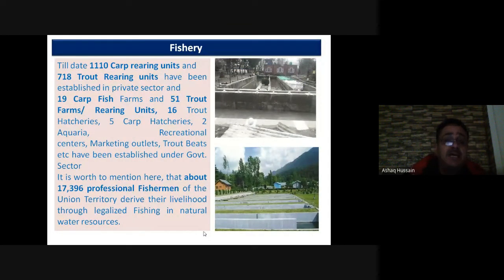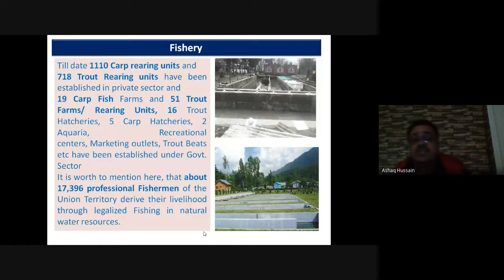Fisheries is emerging in integrated farming systems in different areas, in plains as well as in the hilly regions. For example, till date we have 1,110 carp rearing units and 718 trout rearing units in the private sector. Similarly, we have 19 carp rearing farms, 51 trout farms, 16 trout hatcheries, 5 carp hatcheries, and 2 aquaria at the government level. About 17,396 professional fishermen are also connected with fish catching in different parts of the state. And so this is emerging because this is a very important component of integrated farming systems.